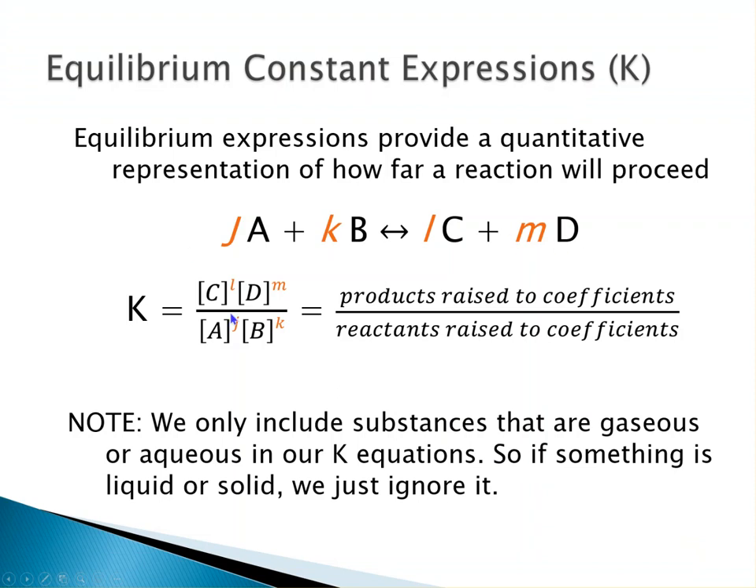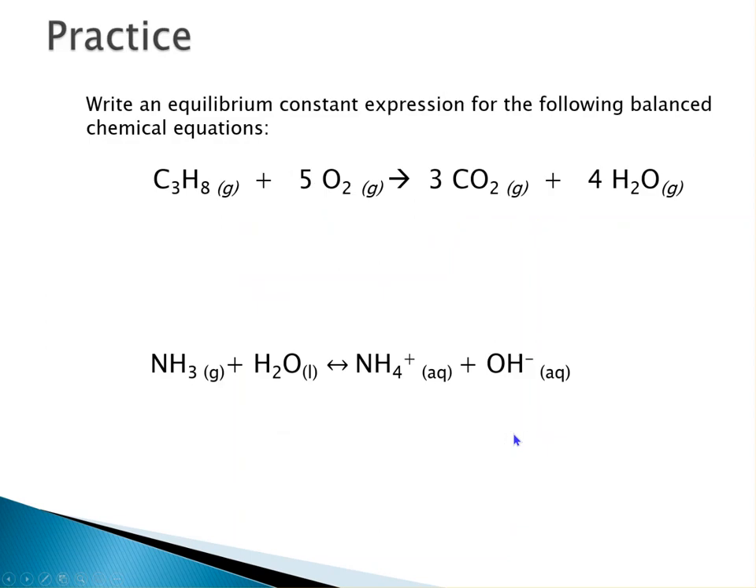Now, if you see an equation, you'll be given state symbols that'll tell you whether things are solid, liquid, gas, or aqueous. We're only going to include things that are gaseous or aqueous and ignore everything else. All right, so let's go ahead and write a couple of equilibrium constant expressions. You should pause the video at this point, take a minute or two to see if you can write them all on your own, and then I will give you the solutions.